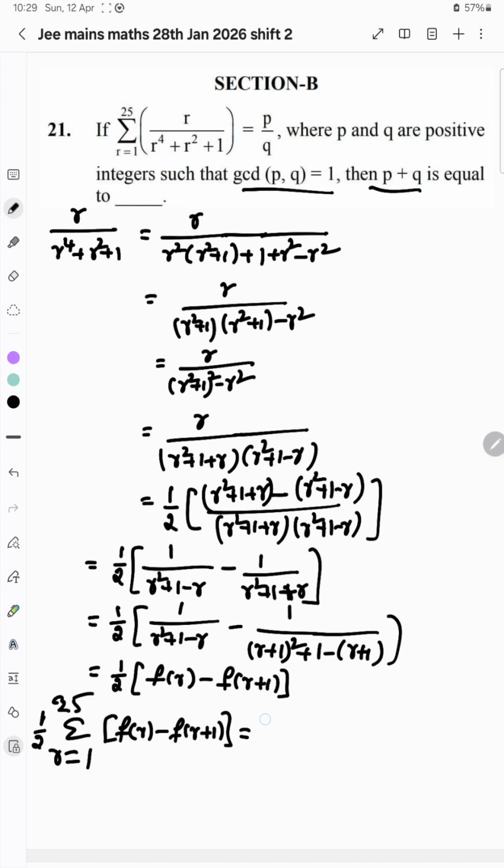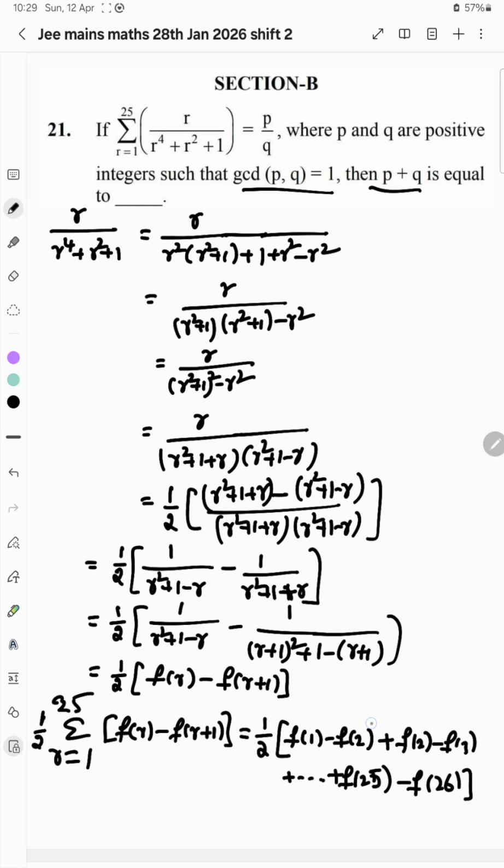So when you are applying the sigma here, what happens? See, 1 by 2 of, when you put 1 in the place of r, f of 1 minus f of 2 we will get. Plus, when you put r as 2, we will get f of 2 minus f of 3, plus and so on. When you substitute the last value 25 here, what will we get? Plus f of 25 minus f of 26.